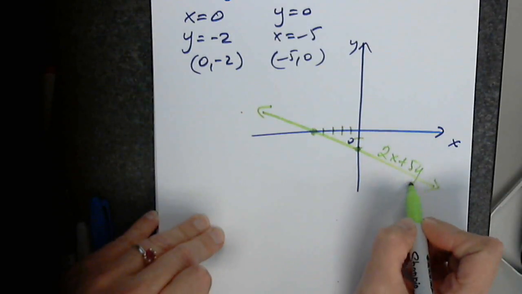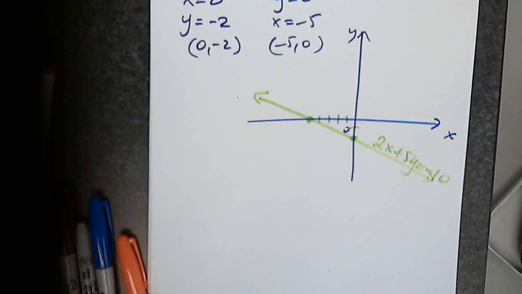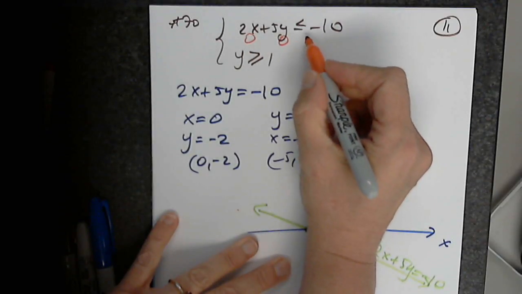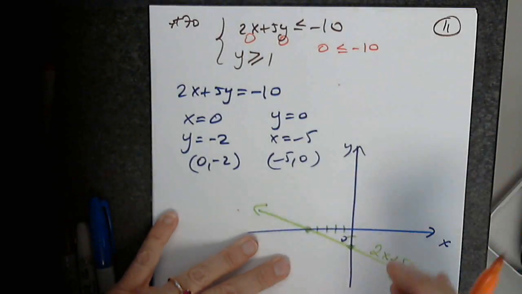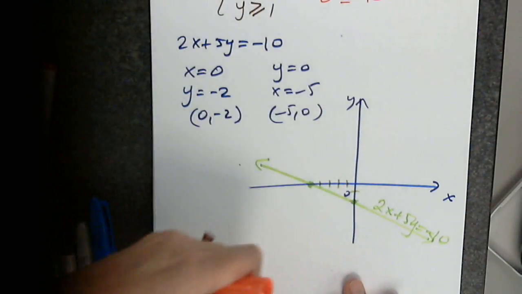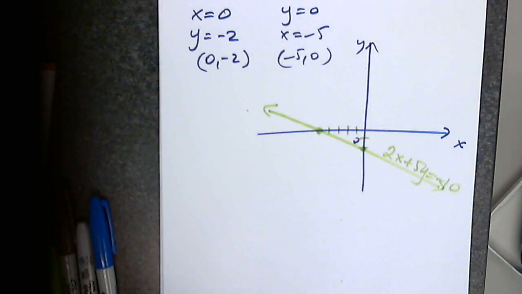2x plus 5y equals negative 10. I will pick the origin because the line does not pass through the origin. And I get 0, 0, 0 less than or equal to negative 10. If this is a true statement, I will shade in above. If it's a false statement, I will shade in below. Where do I shade in?